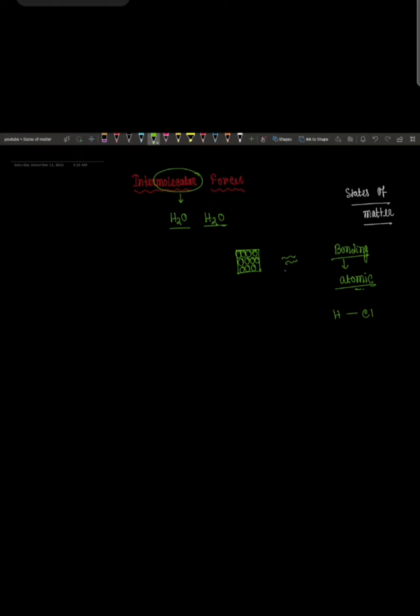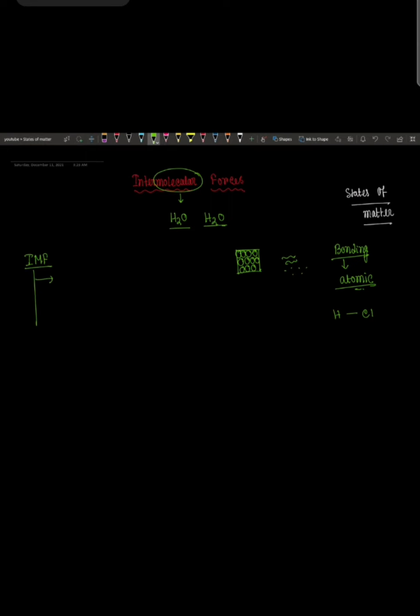In case of the liquids, the particles are a bit far away from each other because they have low intermolecular forces and they have spaces in between the particles of liquids. So this is what we have learned. We had a preliminary idea about the intermolecular forces. Today we are going to learn about this in a bit more detailed manner. So first, we are going to learn how many types of intermolecular forces there actually are.